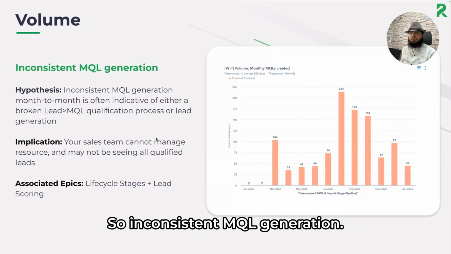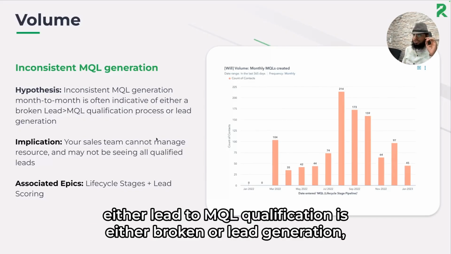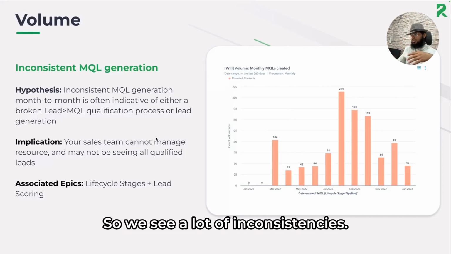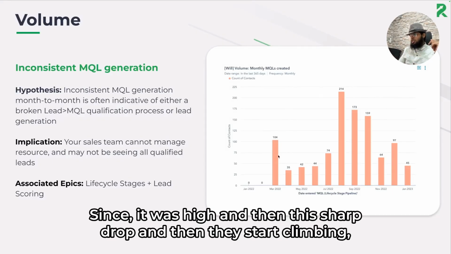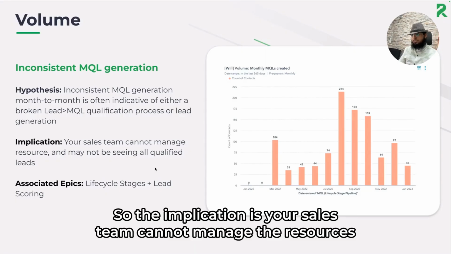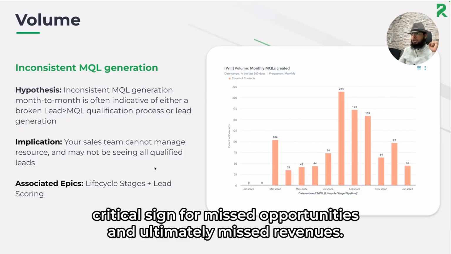Inconsistent MQL generation: our hypothesis is the MQL generation month to month is often indicative that either lead to MQL qualification is broken, or with lead generation, something is weird going on. We see a lot of inconsistencies: it was high, then this sharp drop, then it started climbing, which was a good sign, then a sharp jump, and then it did start dropping off. The implication is your sales team cannot manage the resources and may not be seeing all of the qualified leads, which is a very bad and critical sign for missed opportunities and ultimately missed revenues.